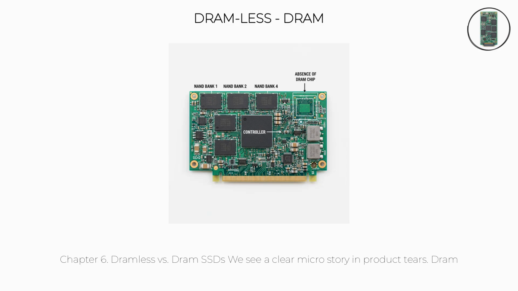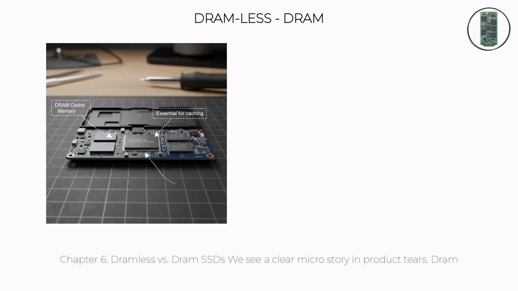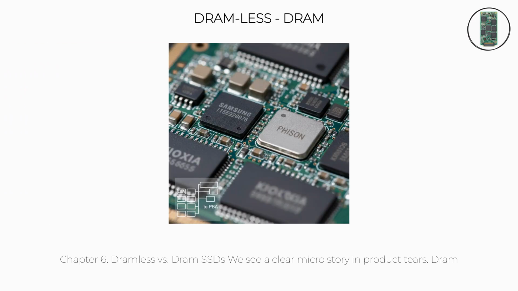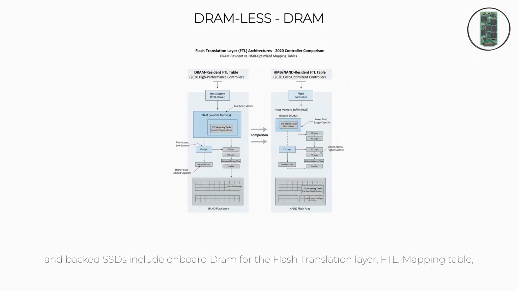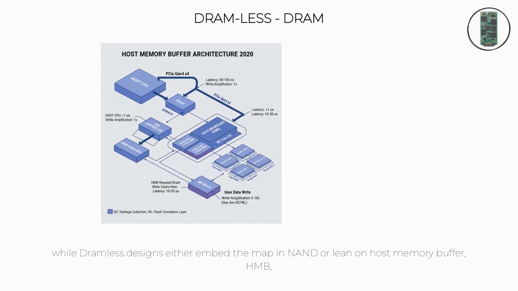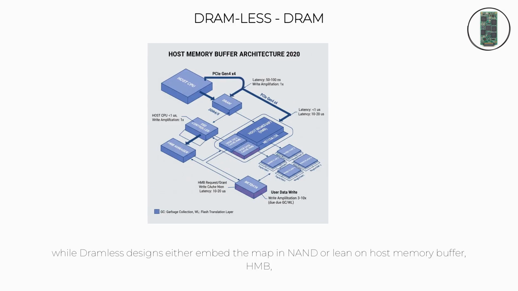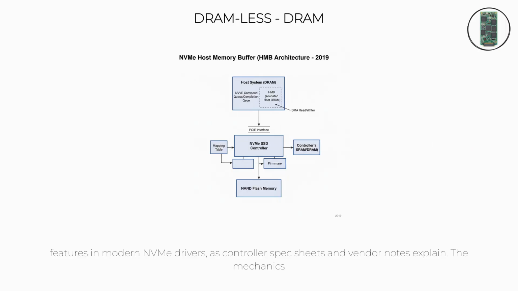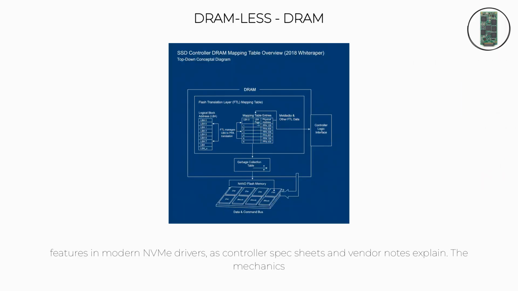Chapter 6. DRAMless versus DRAM SSDs. We see a clear microstory in product tiers. DRAM-backed SSDs include onboard DRAM for the flash translation layer, FTL, mapping table, while DRAMless designs either embed the map in NAND or lean on host memory buffer, HMB, features in modern NVMe drivers, as controller spec sheets and vendor notes explain.